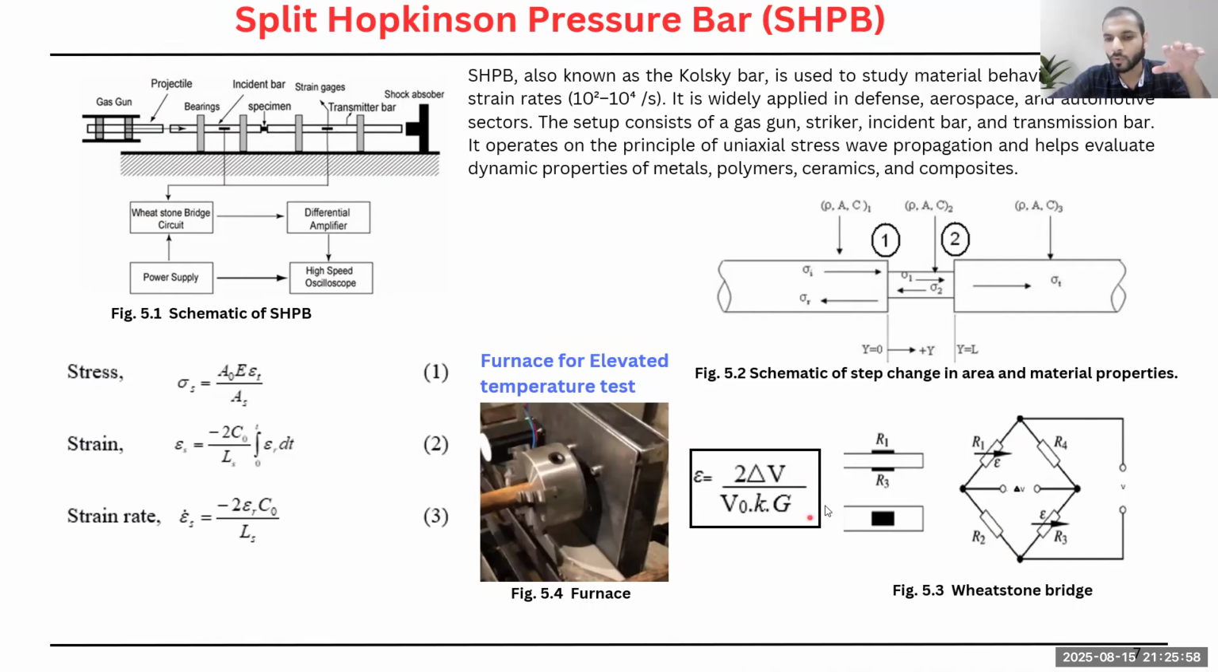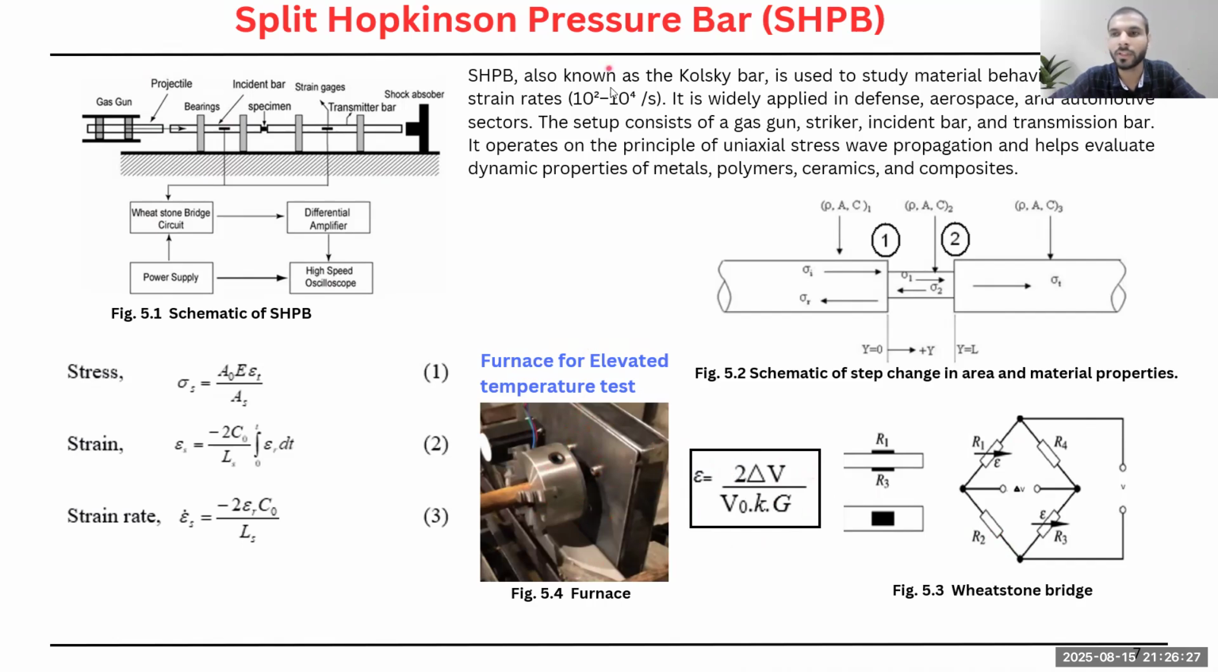And now here you can see one formula. This formula is known as strain gauge calibration. It is used to convert strain signals into strain. And here you can see one furnace. You can also carry out this test at elevated temperature. So you can hold that specimen with the help of thermocouples inside this induction furnace.